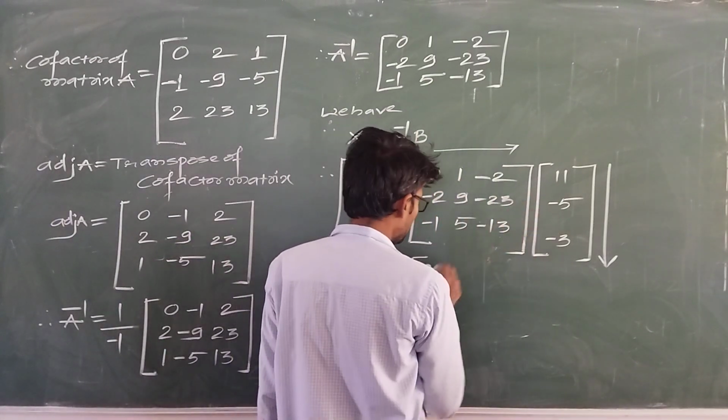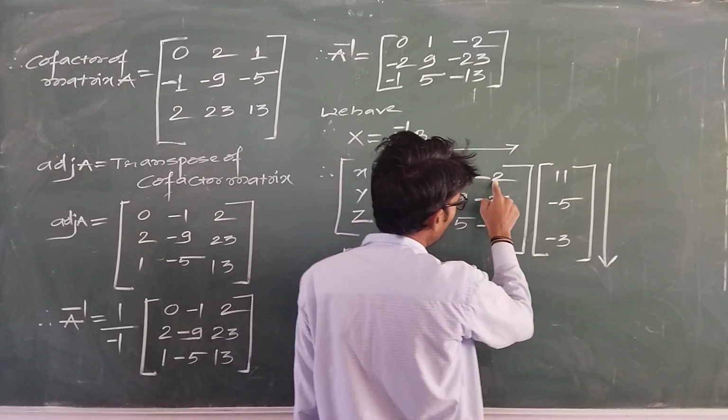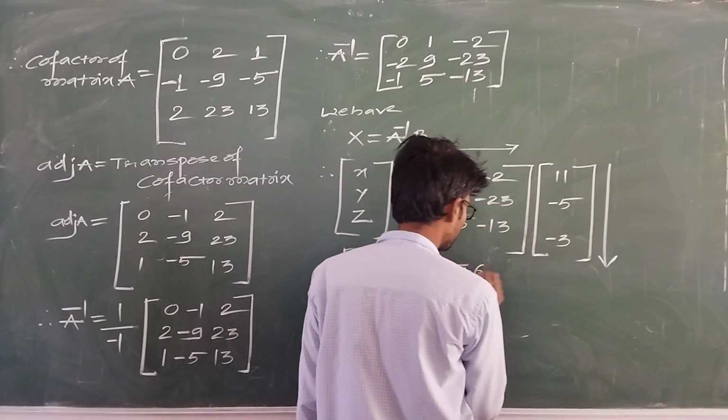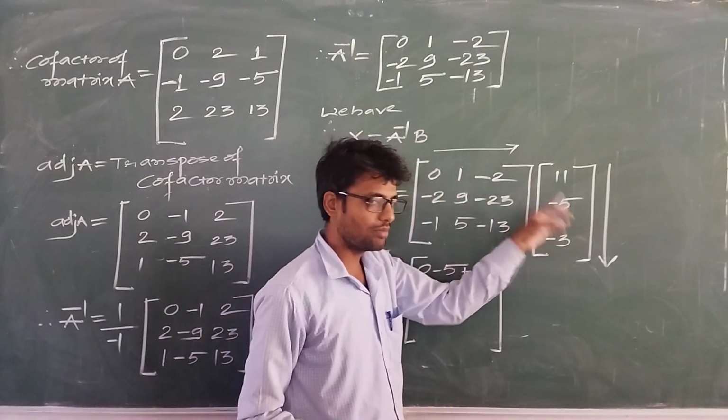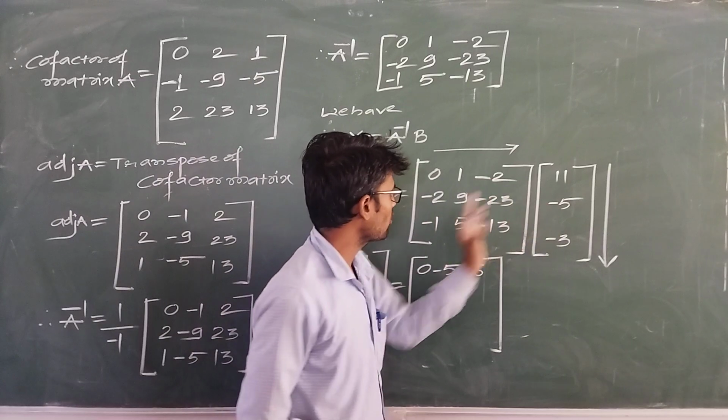Next, 1 into minus 5 is minus 5. Minus 2 into minus 3 is plus 6. So, very important: the first row into this column is over. Next, you go for the second row into this column.